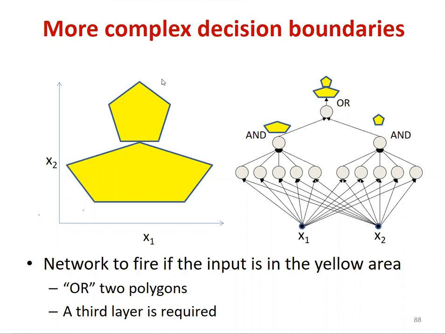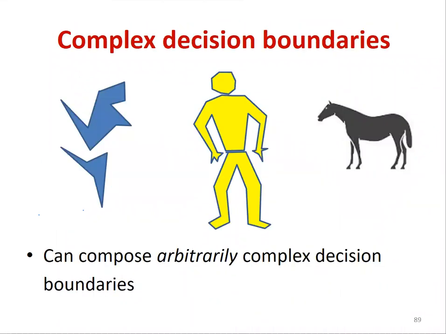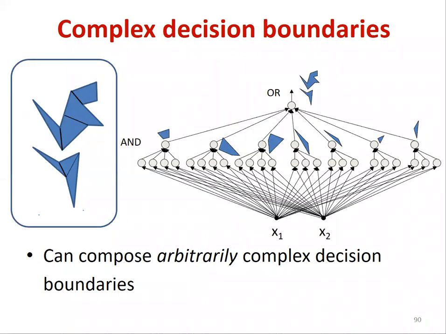So anyway, if you want to model this double pentagon, you're going to have one subnet for the first one, another one for the second one. You OR the two, and you're going to get this double pentagon decision boundary, right? And so now if I want to compose, I can use the same logic to compose very arbitrary complex decision boundaries like this one. All I would do, for example, if I wanted this decision boundary, is to split it into many little polygons. Then I would have one subnet for each polygon. I would OR the lot, and then I'm going to get this crazy looking decision boundary.